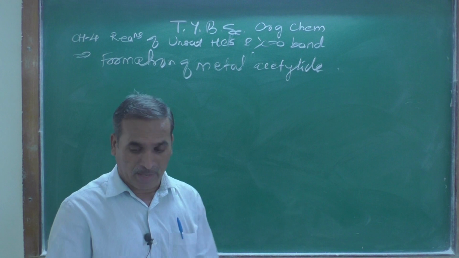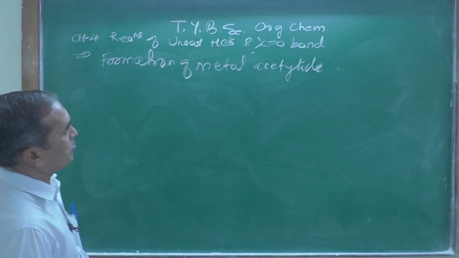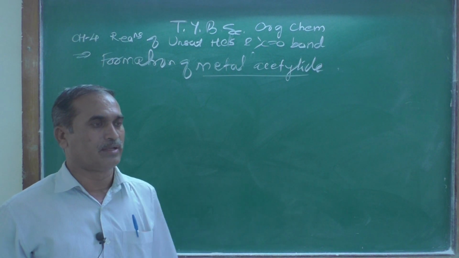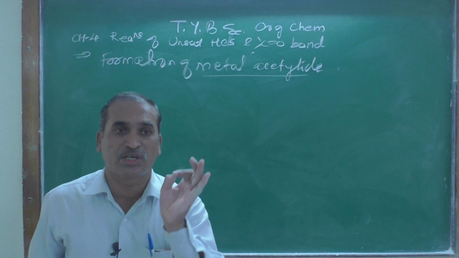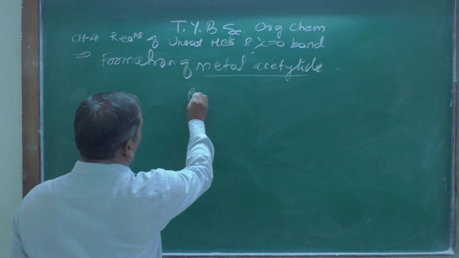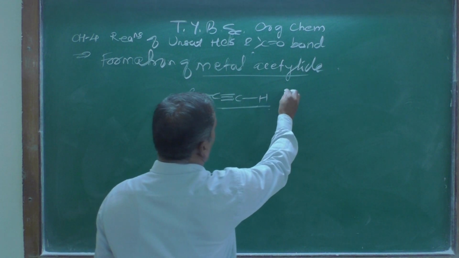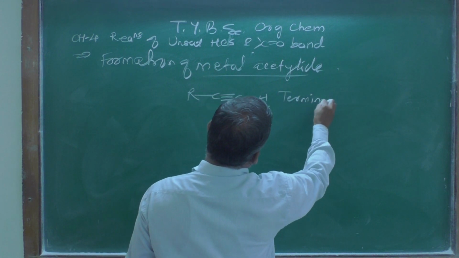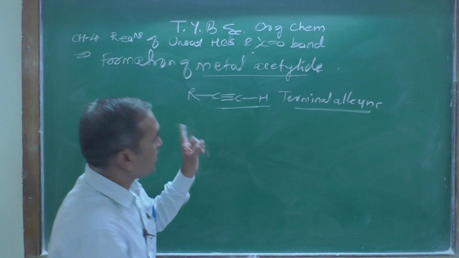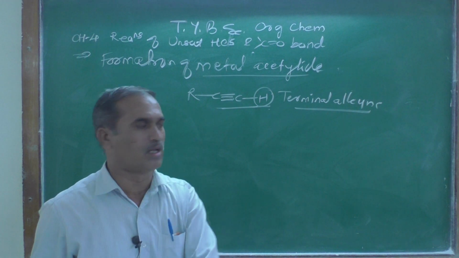Only terminal alkynes. Now remember, the criteria for the formation of the metal acetylide is that a terminal alkyne must be present. Remember, terminal alkyne means what? Suppose you have R C triple bond C H. This is called a terminal alkyne, meaning at the end there should be a hydrogen atom. That type of species is called a terminal alkyne.